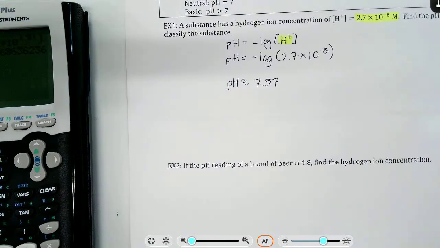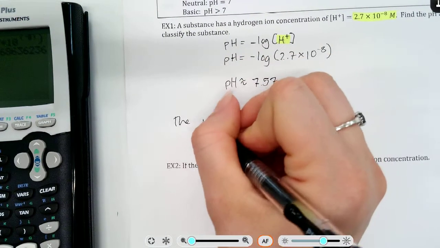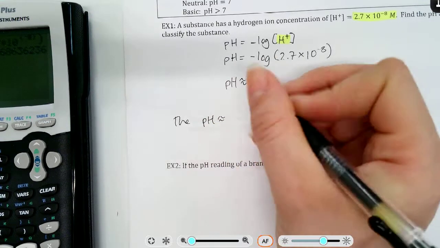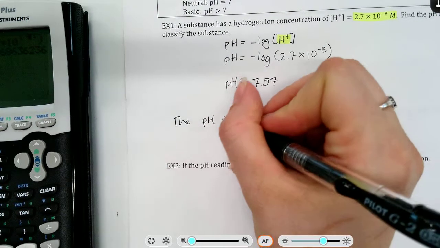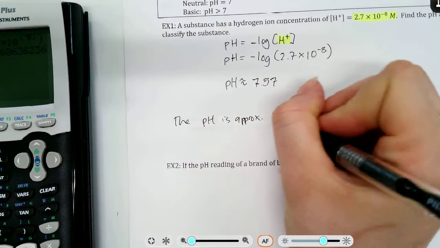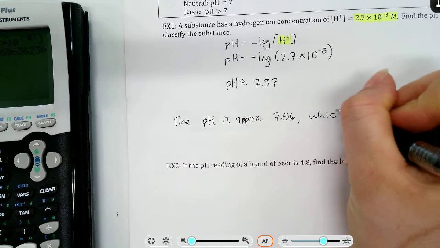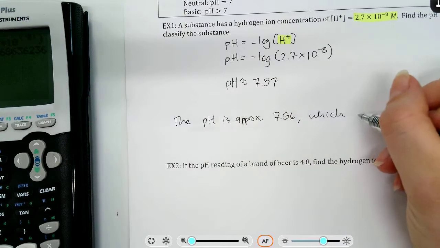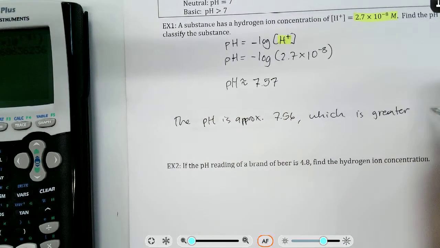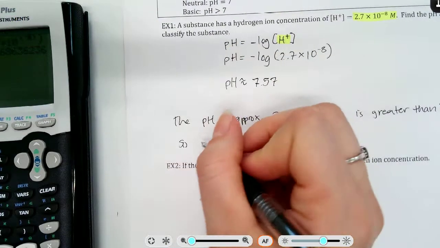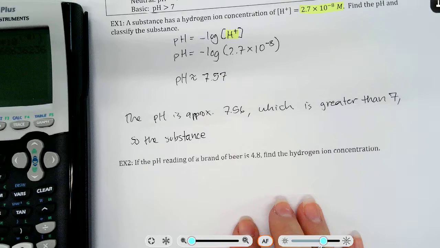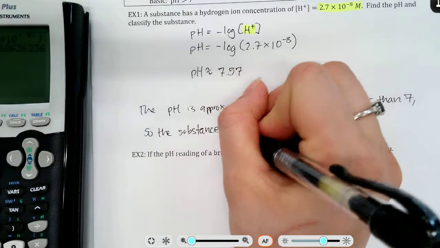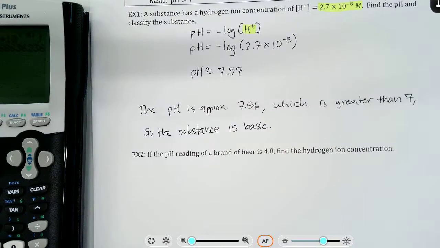Remember it's a word problem, so we have a sentence. The pH is approximately 7.56, which is greater than 7. So the substance is, which one is it? Basic.